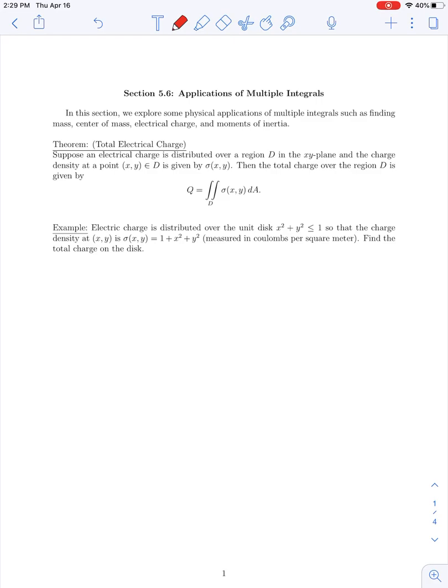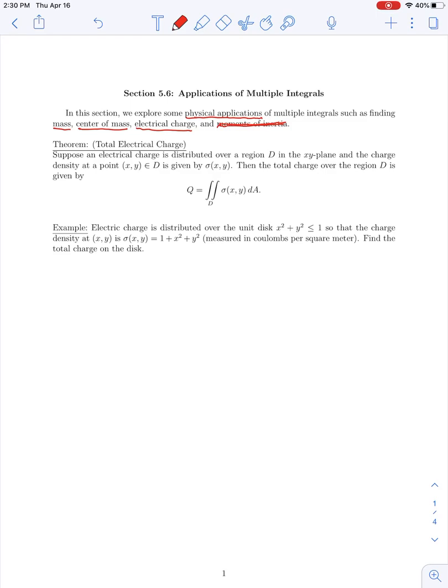Now, in this section, we're going to consider some physical applications, such as finding, for instance, the mass or center of mass of a plane region or a solid region in space, finding the total electrical charge over some plane region or a solid region. And here I mentioned we would talk about moments of inertia. We will not consider moments of inertia in this course.